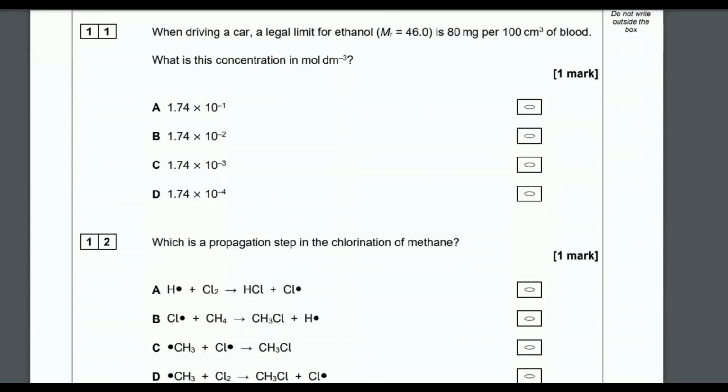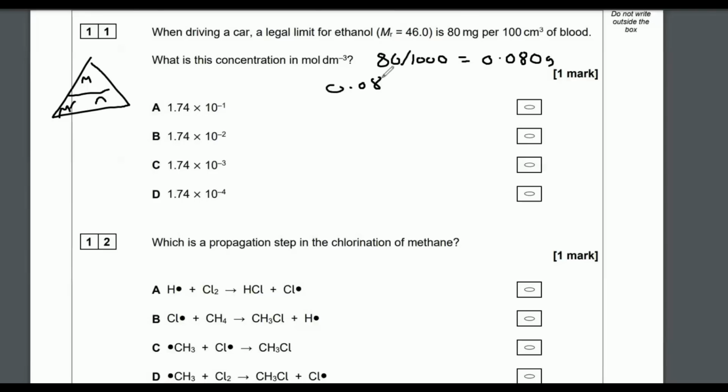Right, 11. When driving a car, a legal limit for ethanol, molecular mass 46, is 80 milligrams per 100 centimeters cubed of blood. What is the concentration in moles per decimeter cubed? So we need to convert our 80 milligrams per 100 centimeters cubed into moles per decimeter cubed. A couple of ways you can do this. Anyway, this is the way I'm going to do it.